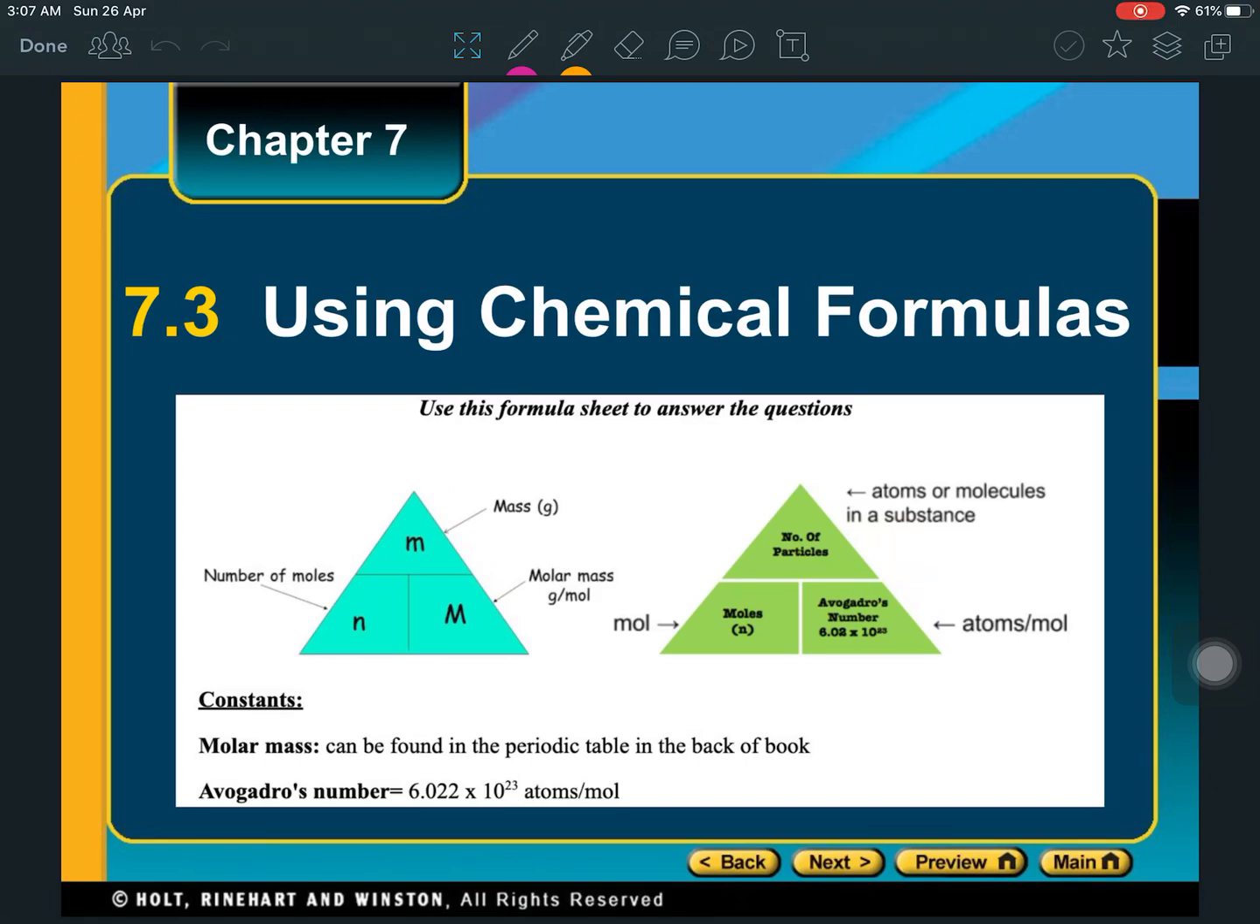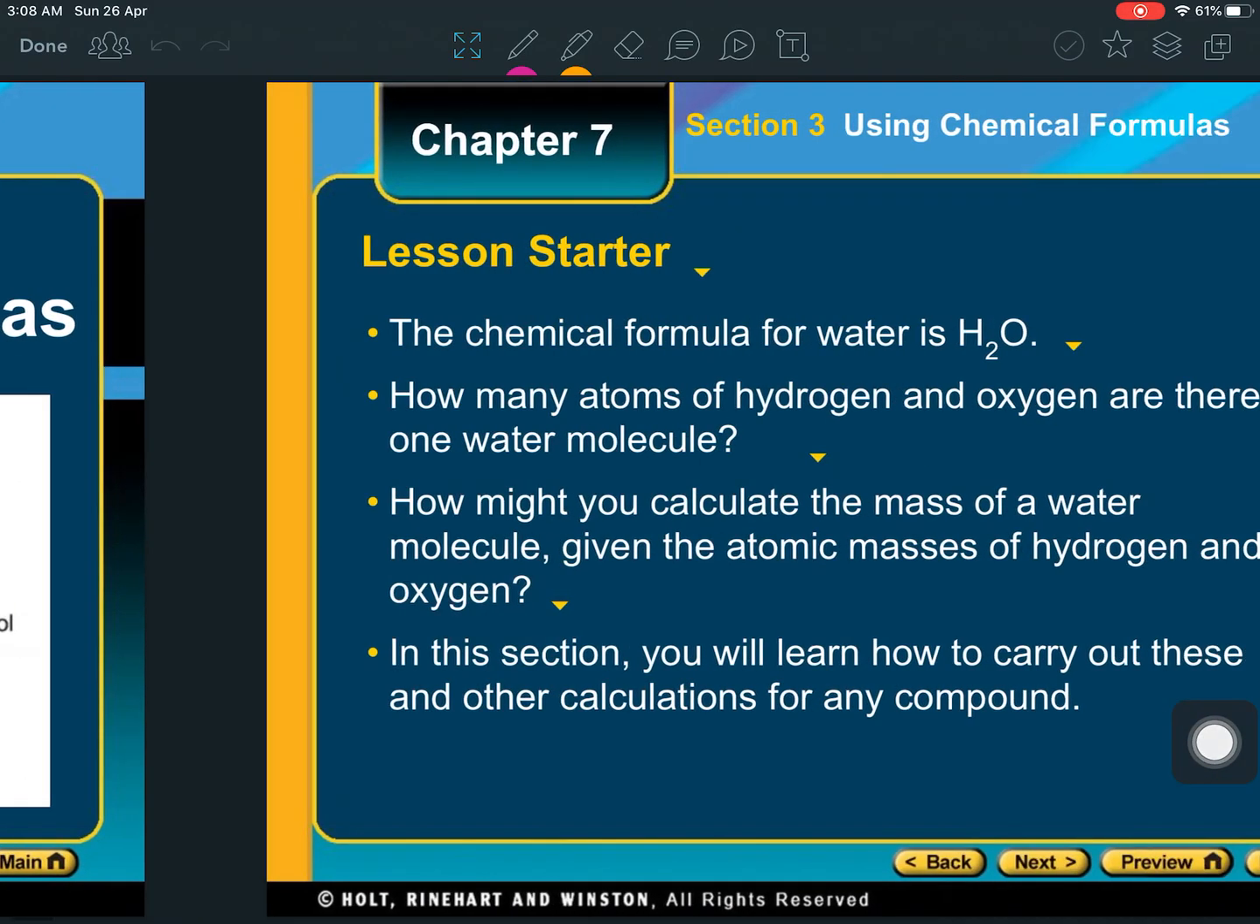All right, so we're starting day 3, and now we are officially in lesson 7.3. Day 1 and 2 were just revision of previous concepts that you kind of need to know to understand this topic. All right, so you guys remember these triangles. They're going to be very useful, and we are going to continue to use them throughout this entire lesson.